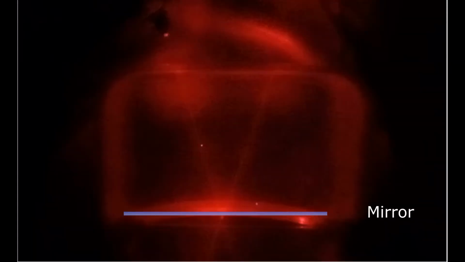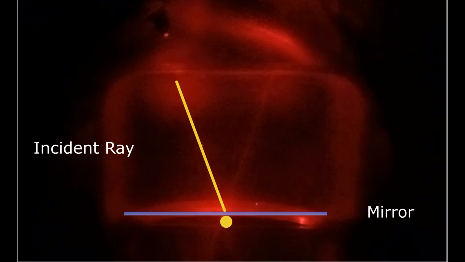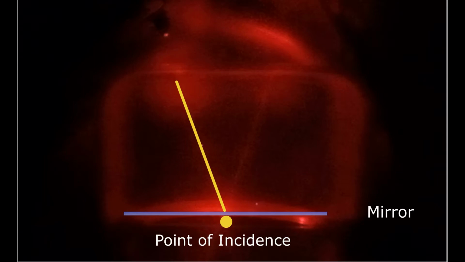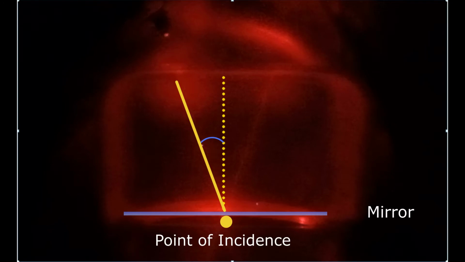Consider this ray of light which strikes the mirror. This ray of light is called the incident ray. The point at which the incident ray strikes the mirror is called the point of incidence. Draw a line perpendicular to the mirror at the point of incidence, and this line is called the normal. The angle which the incident ray makes with the normal is called the angle of incidence.